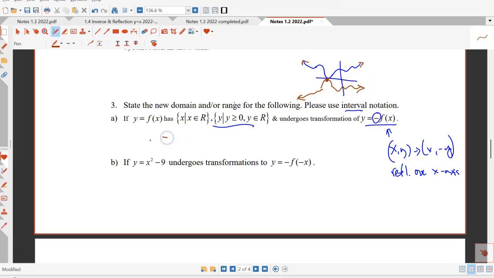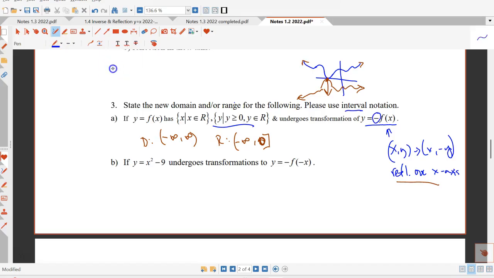So the domain is going to be simply all real numbers. And the range, though, is going to change. It's going to go from 0 to negative infinity. So it's going to go from 0, including 0, to negative infinity, is what's going to happen there, because this is a reflection over the x-axis.